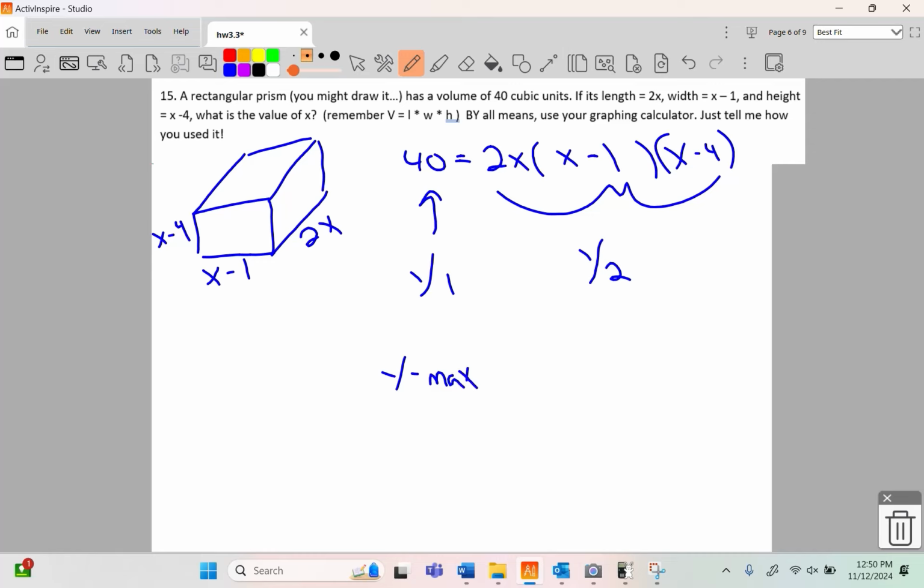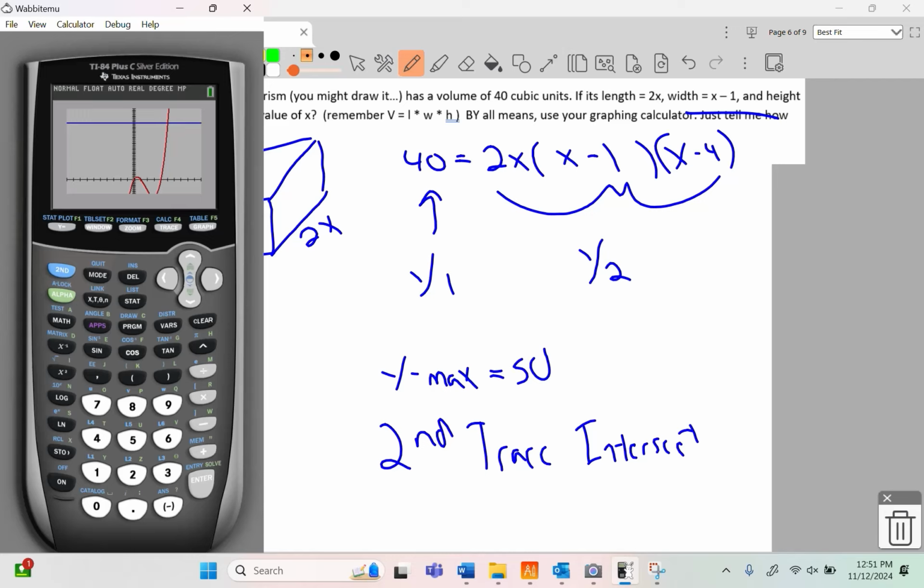Second trace, what? Second trace intercepts. It says use a calculator. Tell me how. Second trace, 5. Get your cursor close, and once it's close, press enter on it 3 times. There's only one intersection. We'll home in on it.